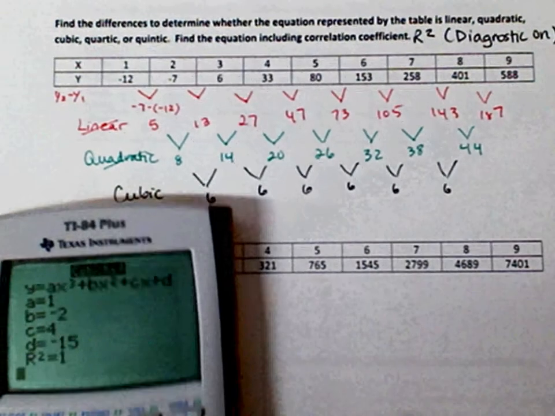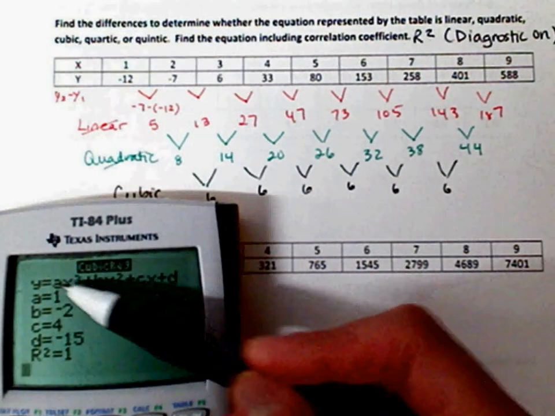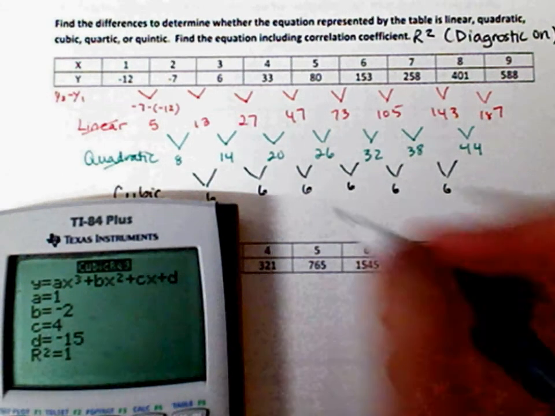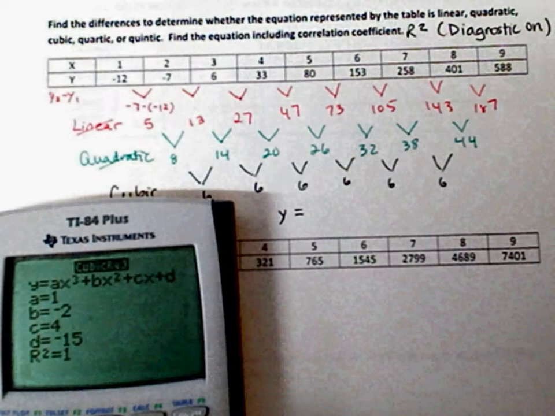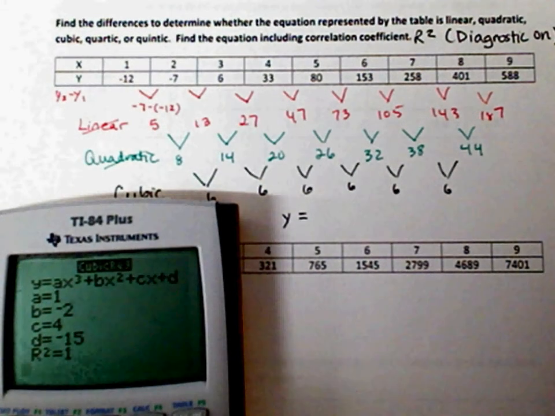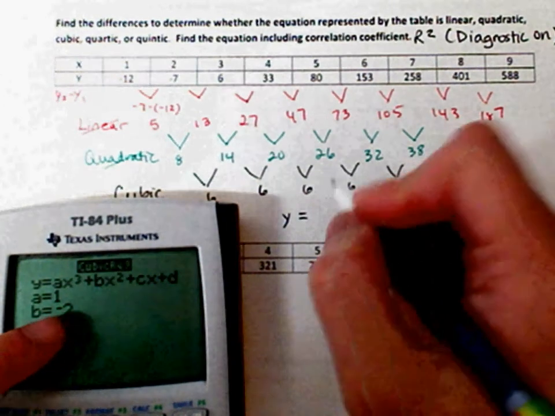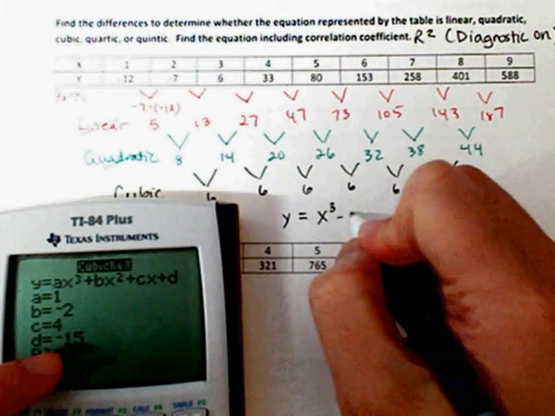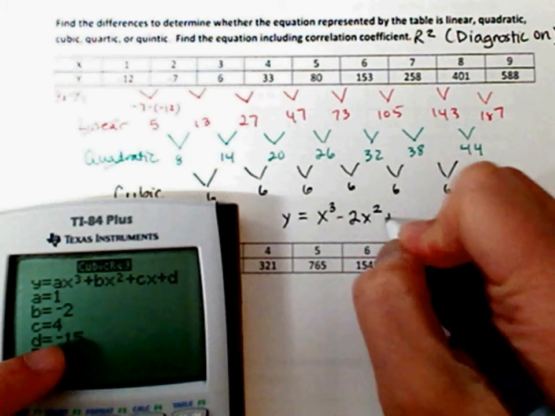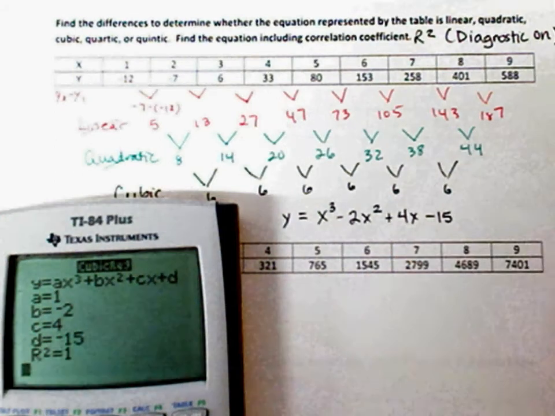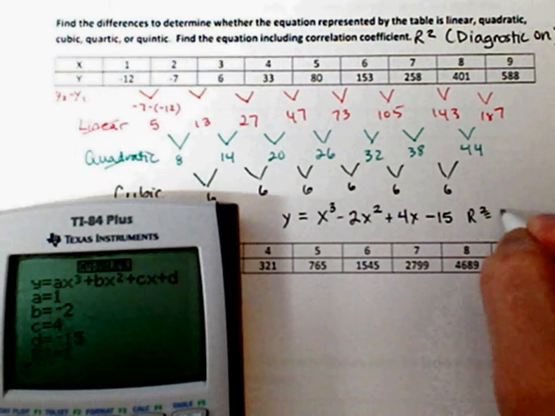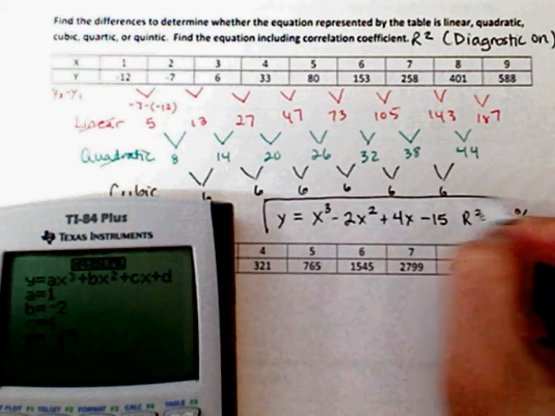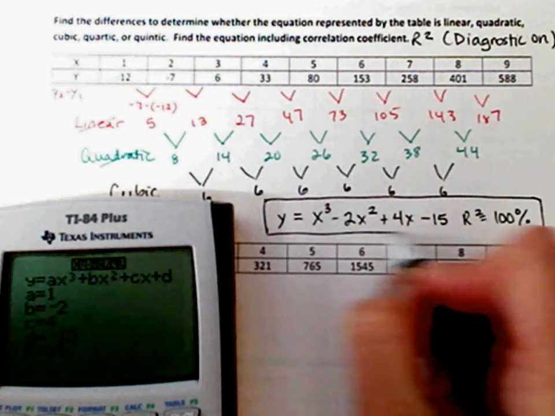Now, you have this information. Your A is 1, B is negative 2, C is 4, and D is negative 15. So basically, you're going to plug it in. Remember, an equation has a y equals. There's an equal sign in an equation. It is a complete sentence. So make sure you put 1x cubed, you don't have to write that 1, minus 2x squared, plus 4x, minus 15, with an r squared of 100%, or you can put 1, your choice. And there is my equation. And that's me showing my work, letting you know I used successive differences.